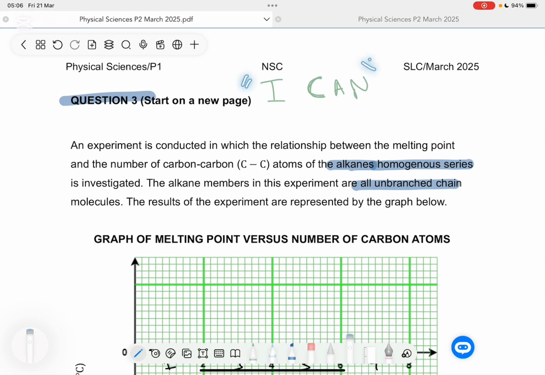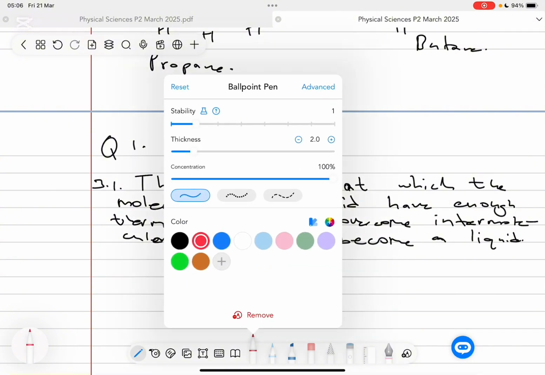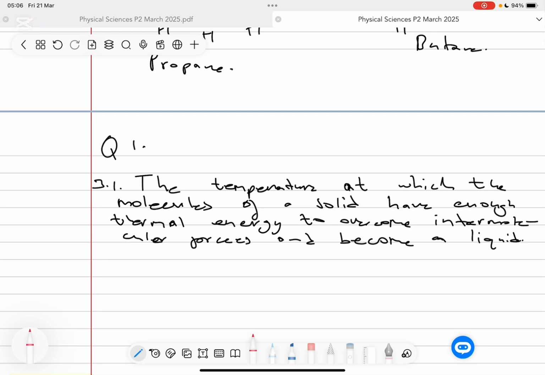So this constitution is made up of these 4 letters, ICAN, that reads "I can", meaning when you follow this, you can solve this problem or even any other problem. So you navigate the answer by looking at it. Here we're saying that we are looking at the temperature at which the molecules of a solid have enough thermal energy. Now remember that thermal energy is like heat energy. So when you increase the temperature, you're actually putting heat energy into the molecules. When that energy is sufficiently large, it will overcome the intermolecular forces.